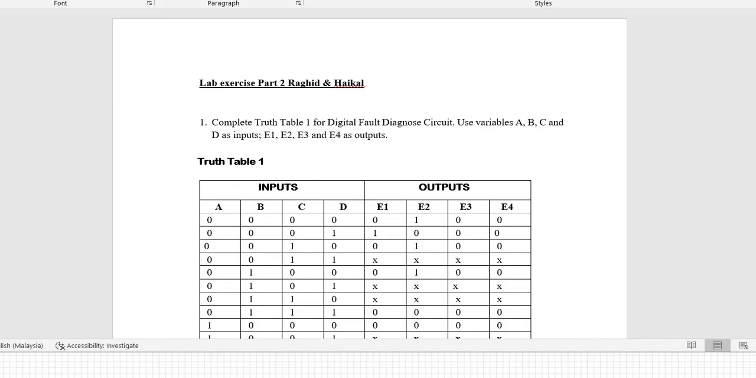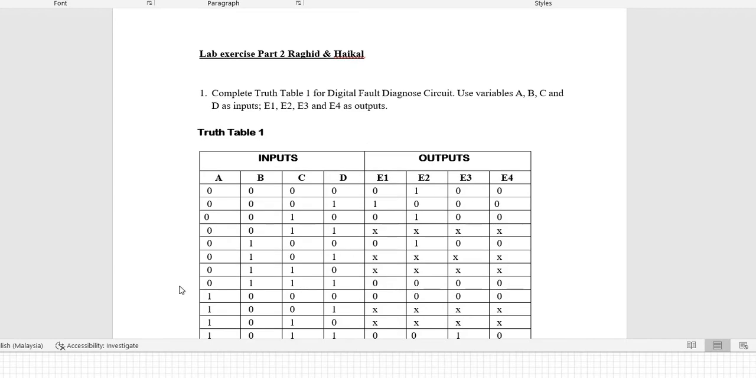In the first one, it says we need to complete truth table 1 for the digital fault diagnosed circuit. Use variables A, B, C and D for inputs, and E1, E2, E3 and E4 for outputs.